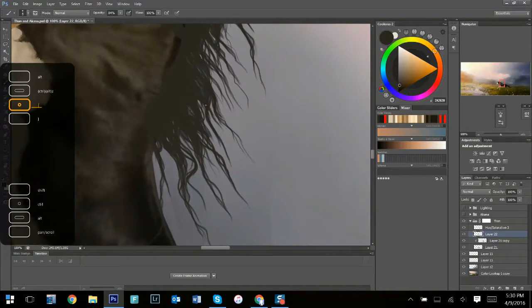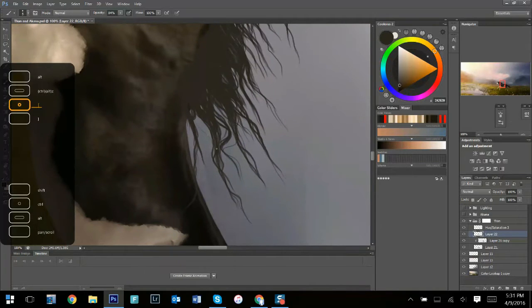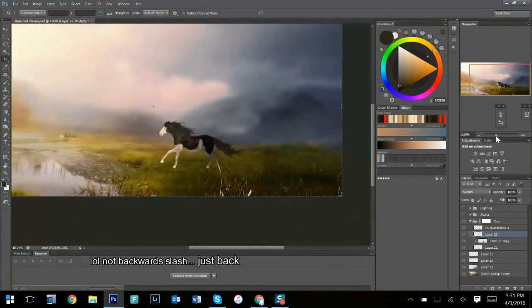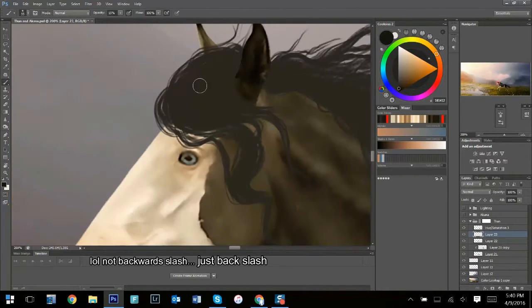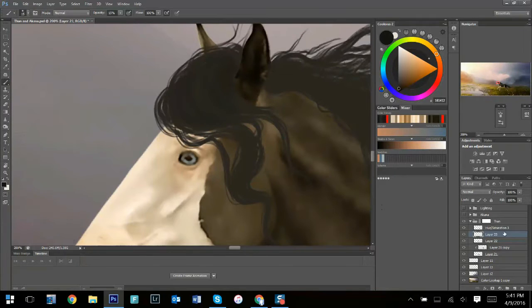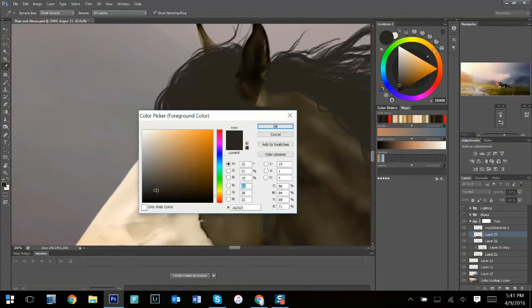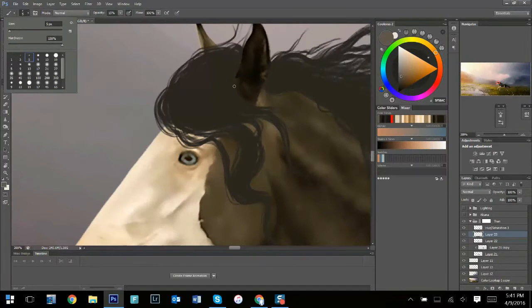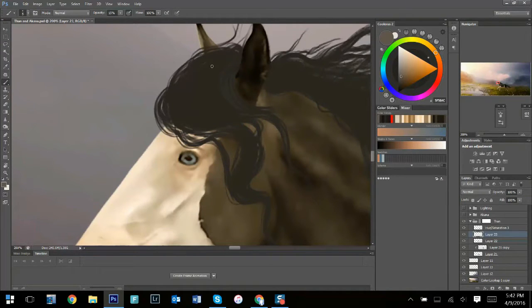And if you don't know the shortcuts to decrease and increase your brush size, the right square bracket, which is to the left of the backslash, will increase, and the left square bracket will decrease your brush size. So learn something new every day.